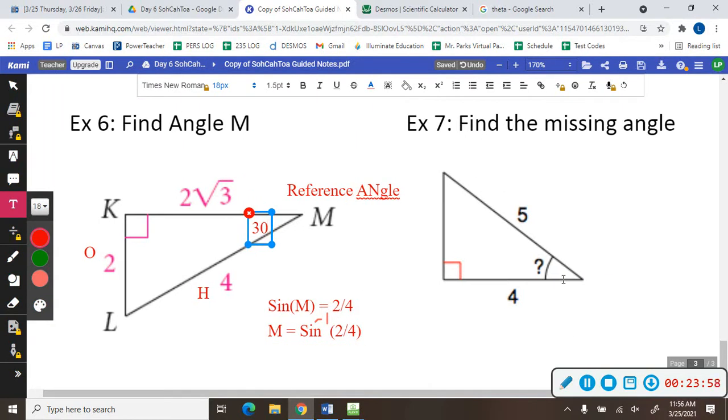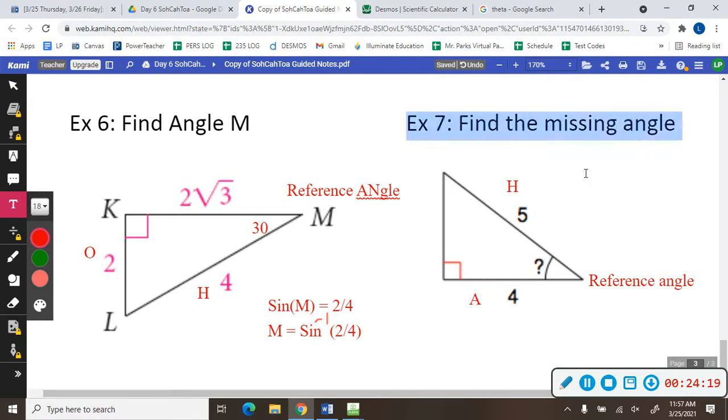This one, find the missing angle. They only told me 2 pieces of information. This is my reference angle. This is going to be opposite, but they don't tell me that. They don't want to know it, so who cares? This is hypotenuse. That'd be adjacent. Which one uses A and H? That'd be cosine. Cosine is adjacent divided by hypotenuse.